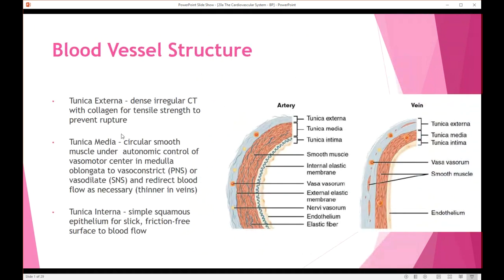So let's look at some blood vessels really quickly. So this is an artery and this is a vein, and you should be able to see that they all have that tunica externa, tunica media, and the tunica intima right there, okay? But there's a little bit of difference in them.